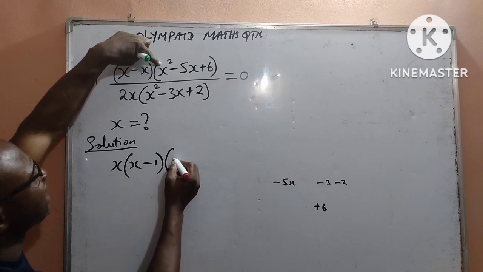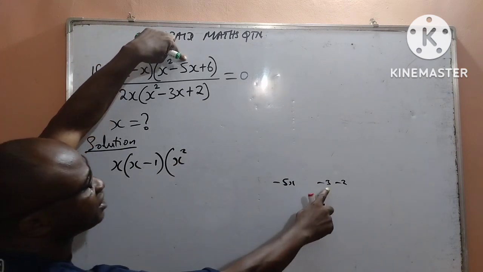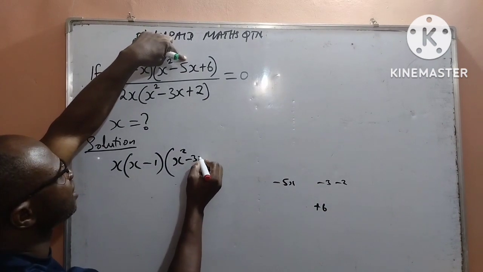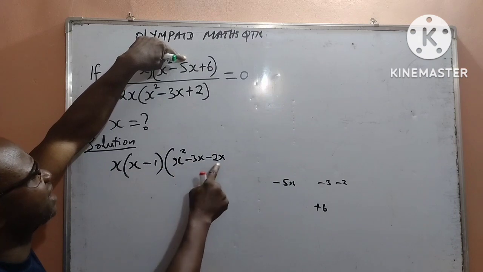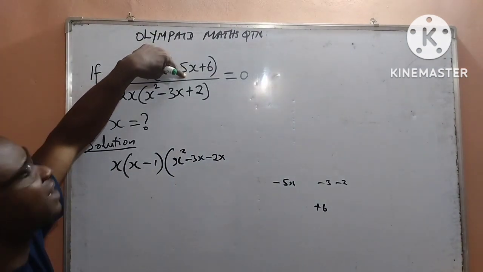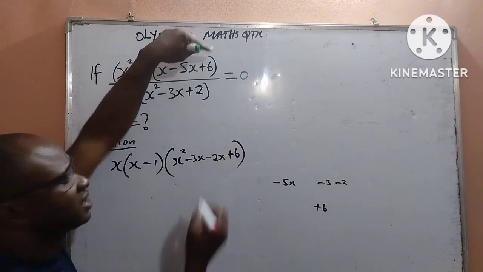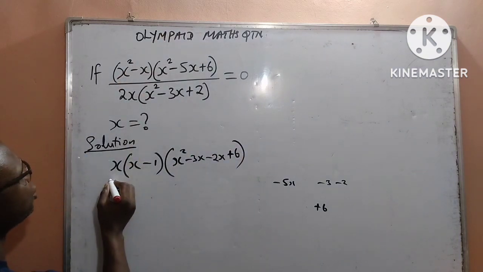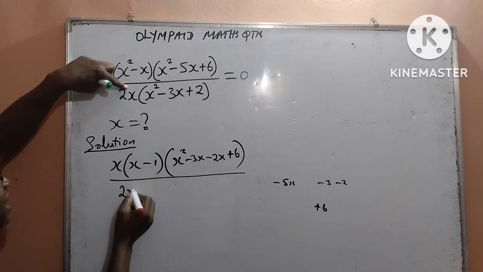That implies that I shall now have x squared. Then my minus 5x will now be written as minus 3x minus 2x. You can see that minus 3x minus 2x gives me minus 5x. And here I shall have plus 6. Then that is what I have. Then at the denominator, I shall have 2x.